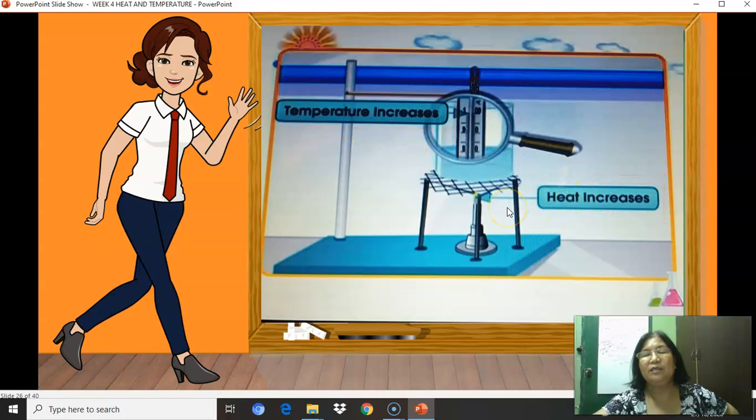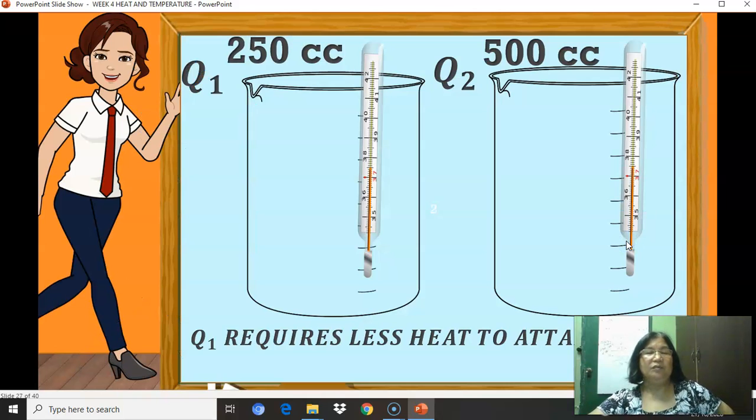Pagka tinaasan mo ang init na ina-apply mo sa isang substance, dahil sa sobrang init, ang tendency ng molecules, they will tend to become excited, mas mabilis, mas vigorous ang kanilang galaw. So, pag mas mabilis, ang kinetic energy nila ay mas mabilis, okay, ang motion nila ay mas mabilis. So, meaning to say, ang kanilang temperature ay tataas. So, it is directly proportional. When heat increases, temperature also increases. Babaan mo yung heat, bababa din yung temperature.